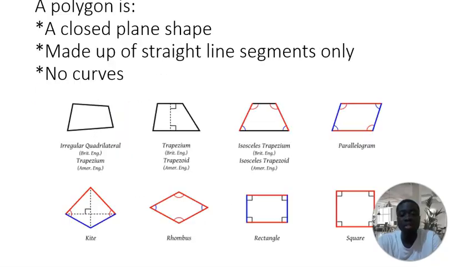Let's go back and look at the square. This is a square. You see, all the lines are red, telling us that all these sides are equal. From here to here is equal to from here to here, is equal to from here to here, is equal to from here to here. So you can say this is a regular polygon.